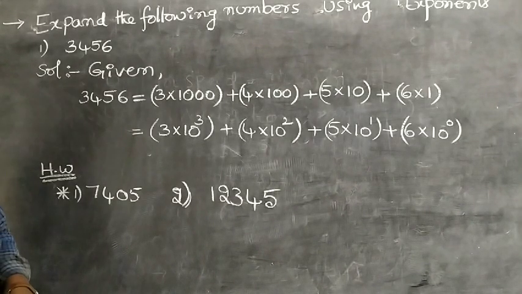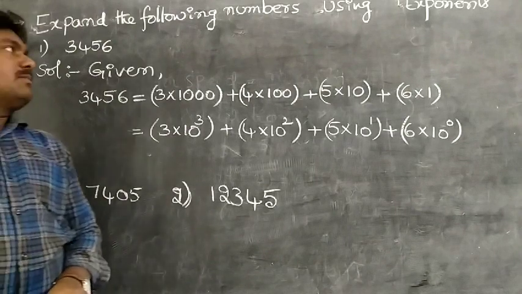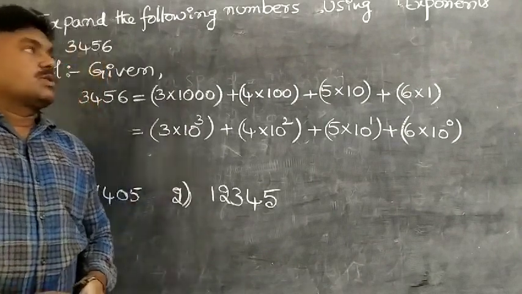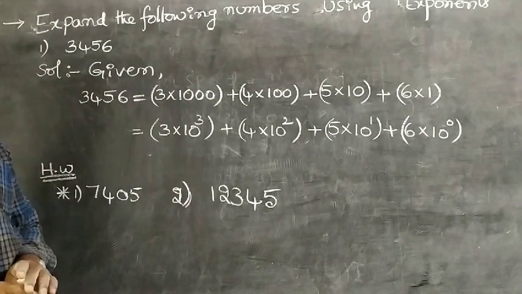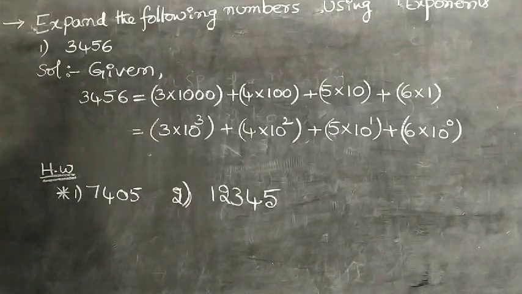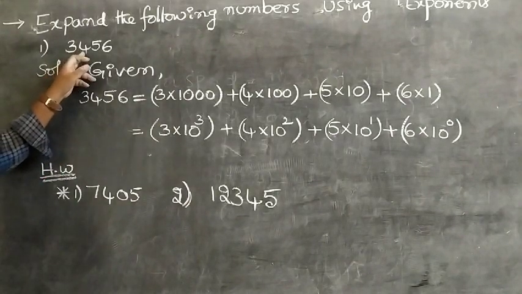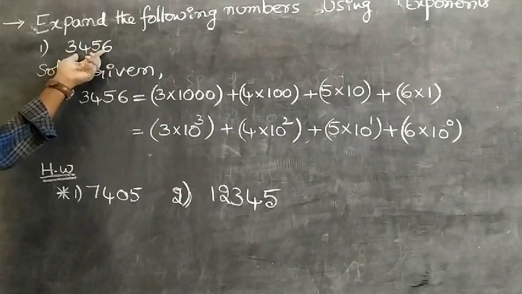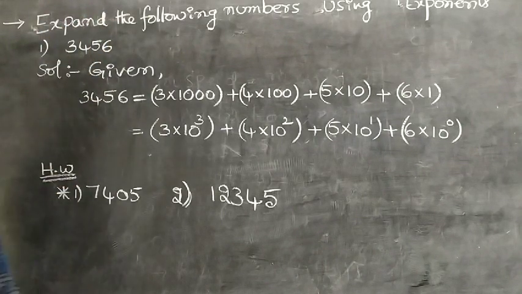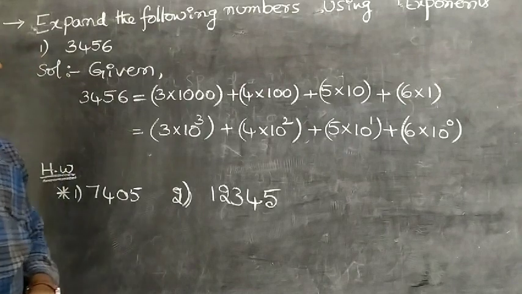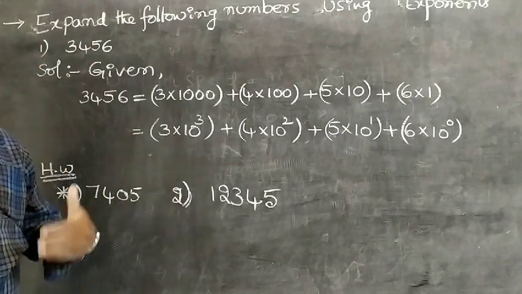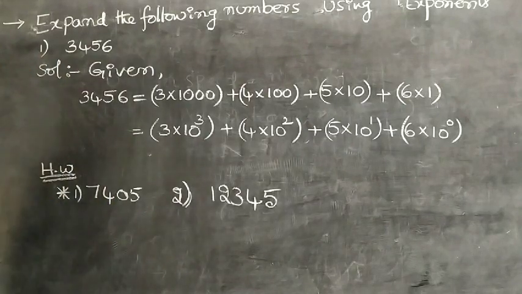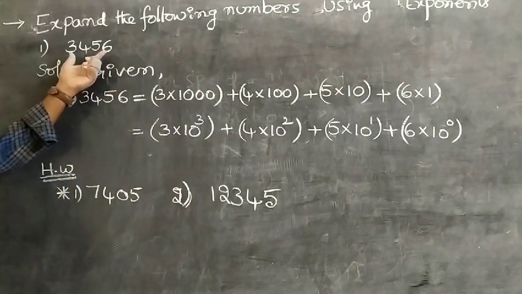Observe the question, students. Expand the following numbers using exponents. Two models are there. The first model we can discuss now. The first one is 3456. How can we express this number in exponential form? Exponential form means compulsorily writing 10 power something. So observe what the given numbers are here.